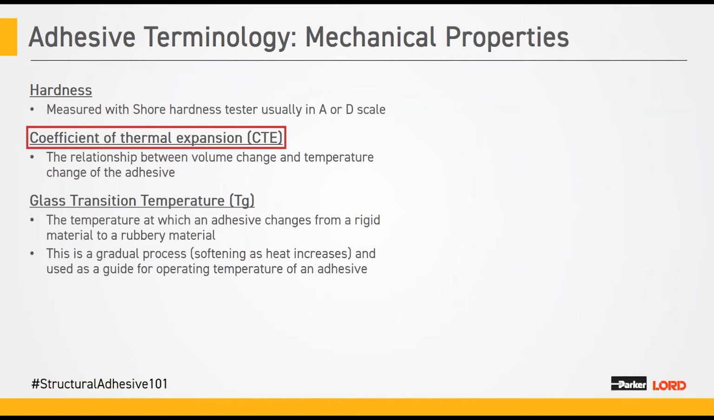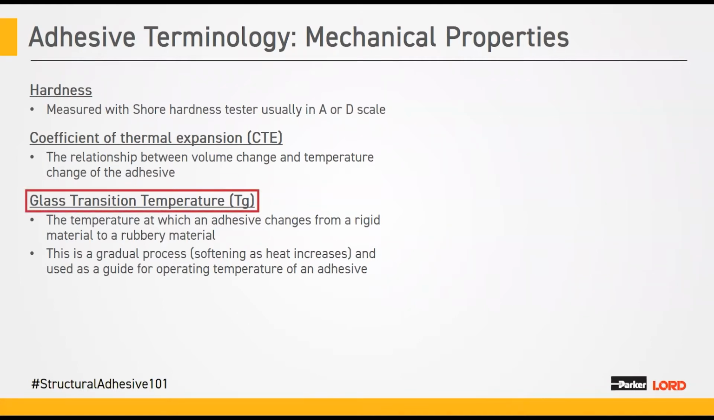Coefficient of thermal expansion, or CTE, is the relationship of the volume change to temperature for the adhesive. Like most materials, as the material gets warmer, it tends to expand, just like your metals or your plastics. This gives the ability to match those things up when you're designing joints that may be cross-bonding multiple materials, such as a metal to a plastic. Glass transition temperature, or Tg, is the temperature at which the adhesive changes from a rigid or glassy state to more of a rubbery state.